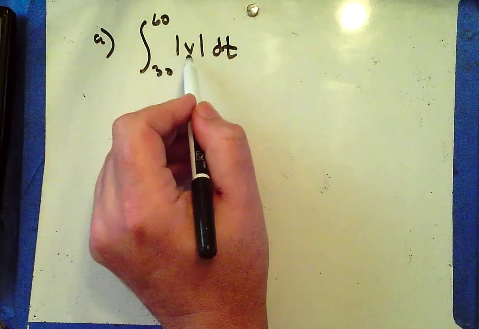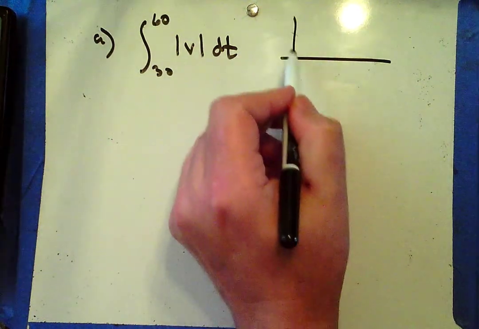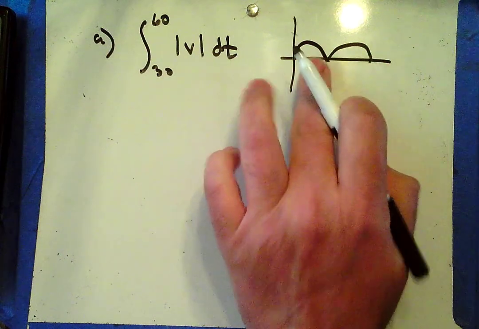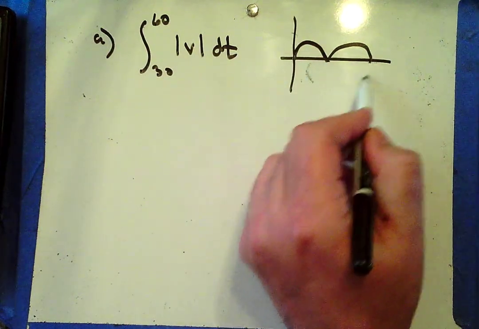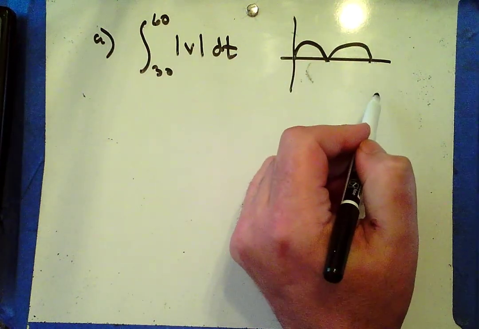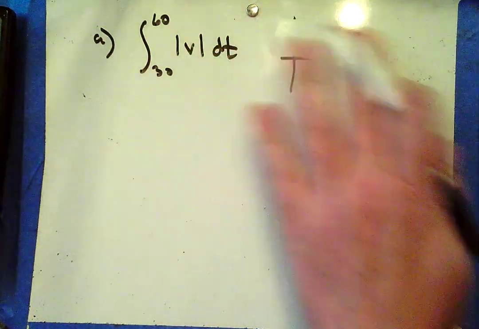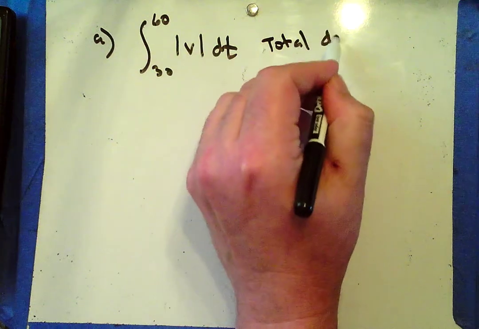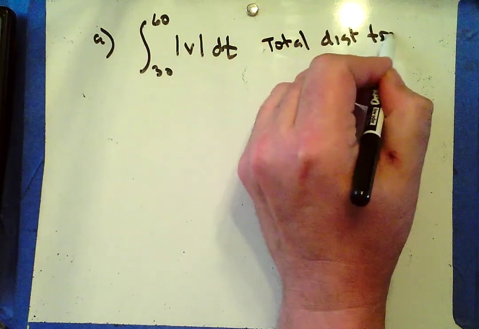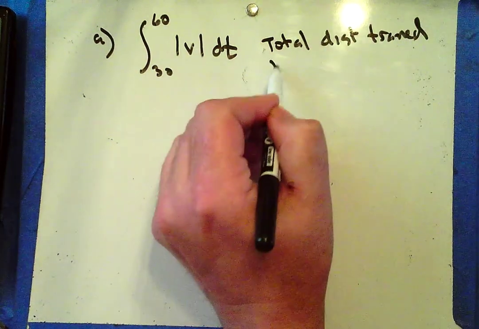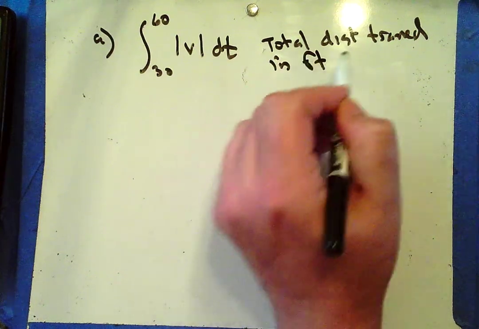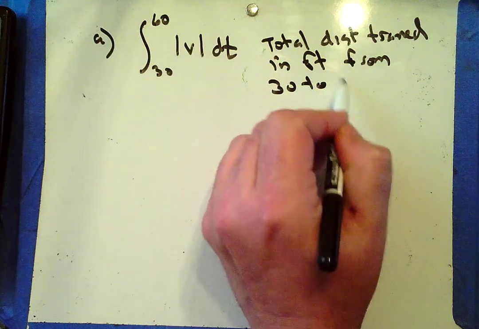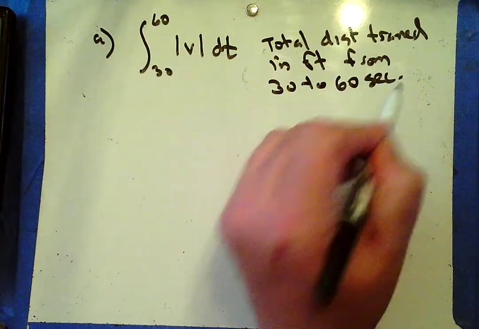Well, absolute value means I'm going to take this graph and turn it into this graph and then integrate. All those negative bits become positive bits. So when I integrate, I get total distance. So this is total distance traveled in feet from 30 to 60 seconds.